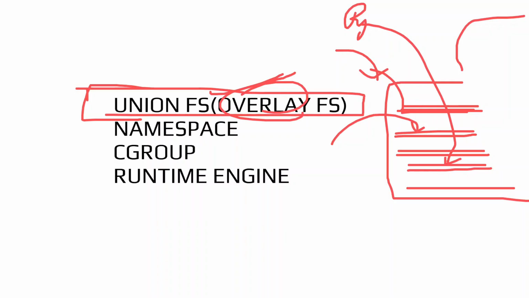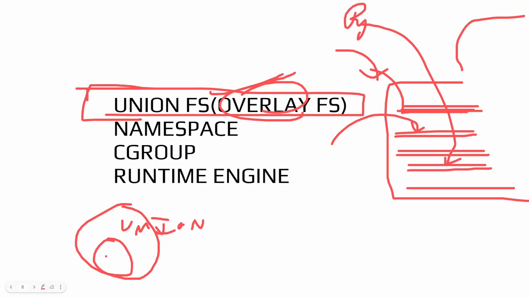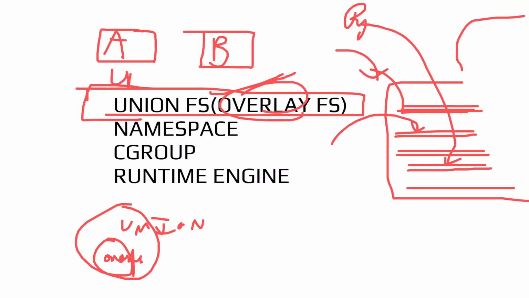So let's first see what union FS is, then what overlay FS is. If this is union FS, this small part is overlay FS. It's just a Linux implementation of the union file system. There's a folder A, and there is a folder B. We can call one lower and the other upper.